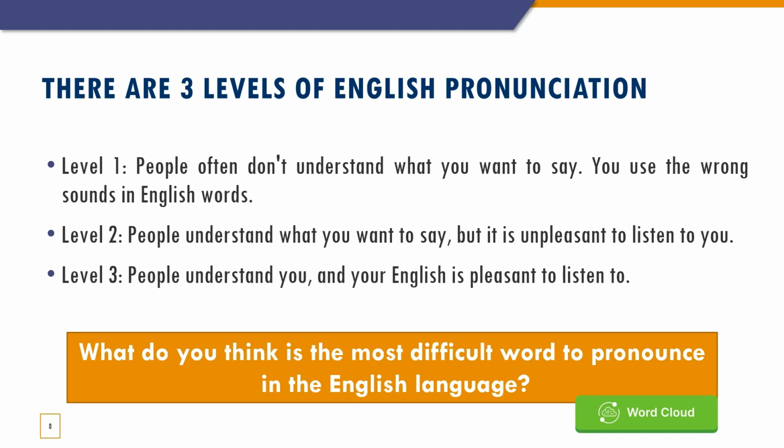As you may know, there are 3 levels of English pronunciation. Level number 1, people don't understand what you want to say. You use the wrong sounds in English. Level number 2, people understand what you want to say, but it's unpleasant to listen to you. Level number 3, people understand you, and your English is pleasant to listen to.